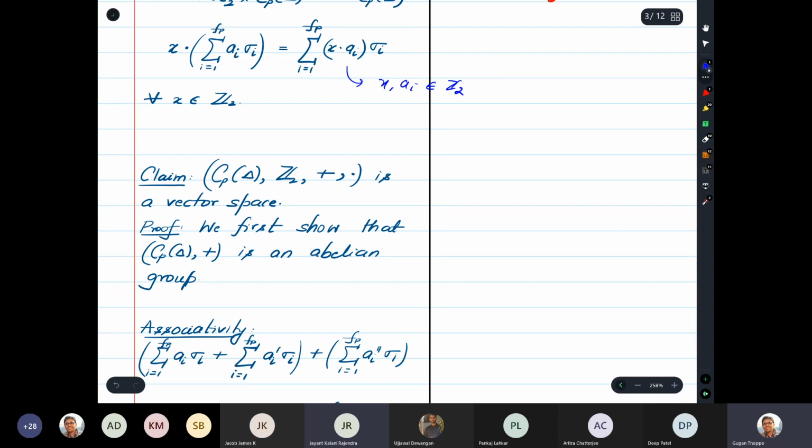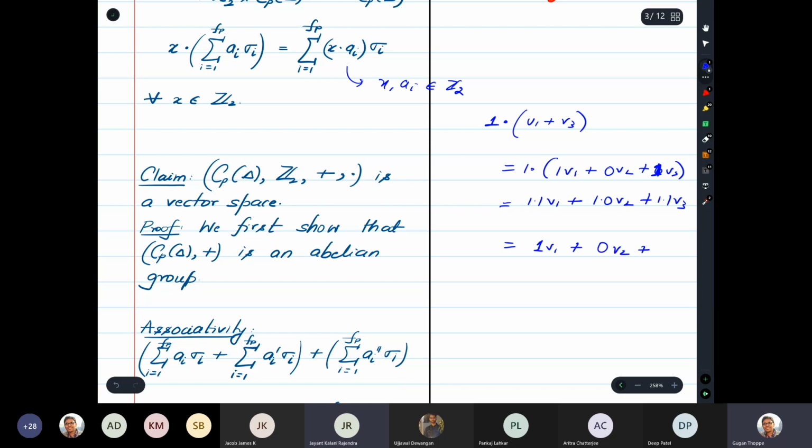Just to give you an example, 1 is an element of Z2. So 1 times, let's say, V1 plus V3, which is 1 V1 plus 0 V2 plus 1 V3, will simply be 1 times 1 V1 plus 1 times 0 V2 plus 1 times 1 V3. And 1 times 1 is 1, so 1 V1, plus 1 times 0 is 0, so 0 V2, and 1 V3, which I'll simply write as V1 plus V3. So 1 times V1 plus V3 is simply V1 plus V3.